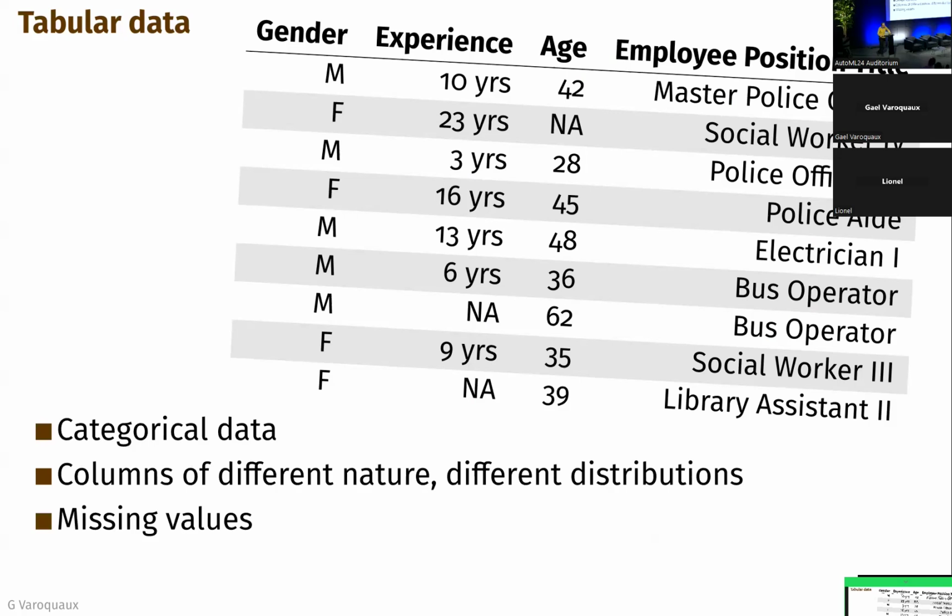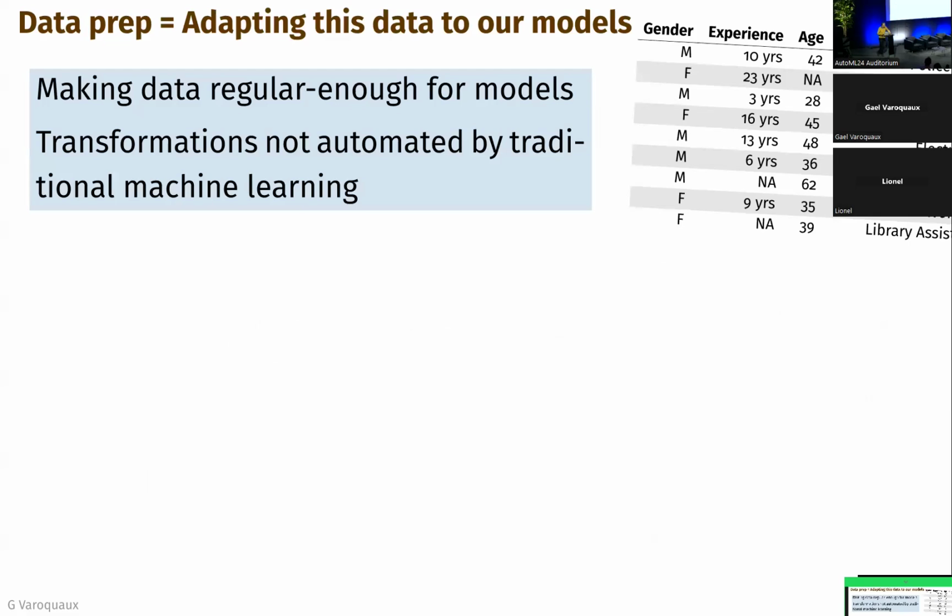So what do we have? Well, we have categorical data. We have columns of different nature, different distributions. We have missing values. So this is not your typical bunch of numbers, whereas our machine learning models are adapted to a bunch of numbers. And so typically data preparation means that we take this data and we adapt it to our models. This means making it regular enough, with quotes, for the model.